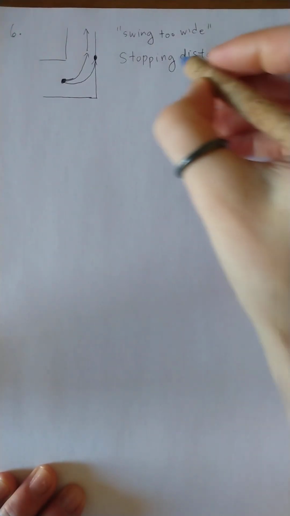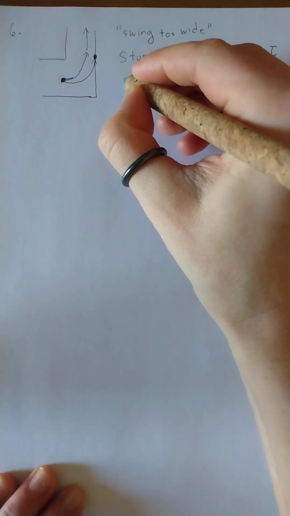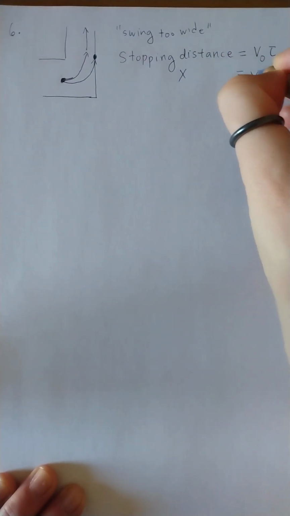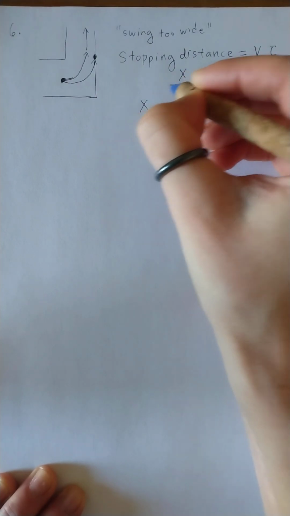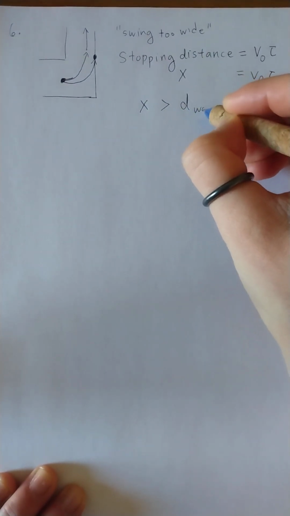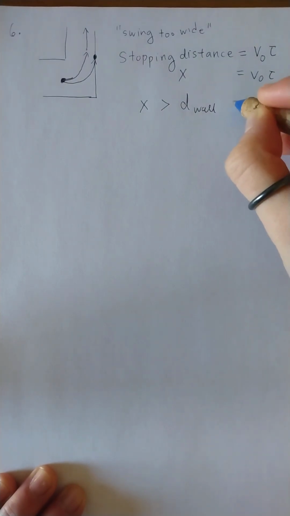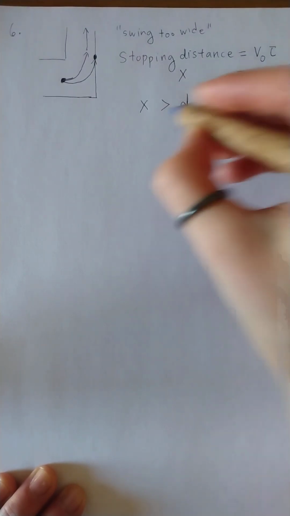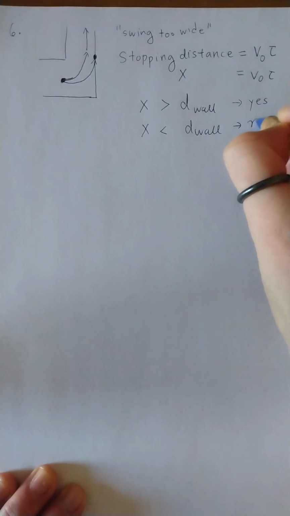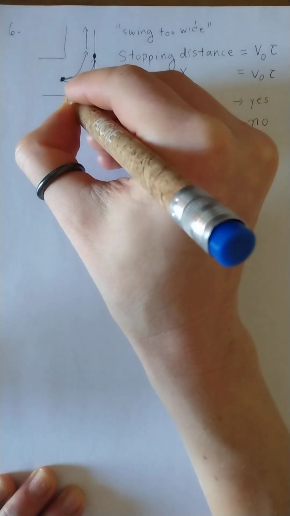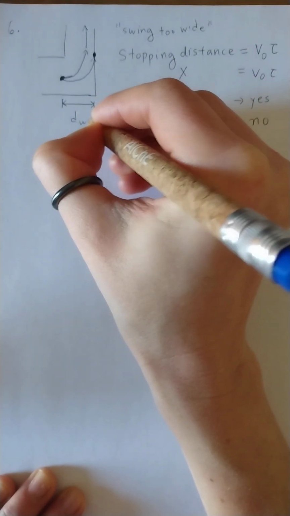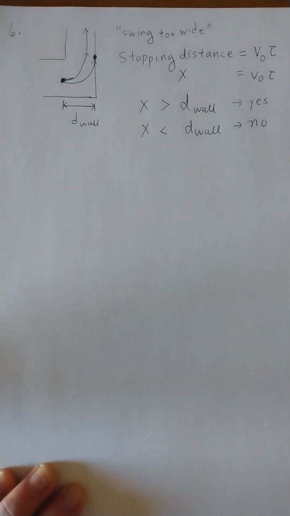And if this stopping distance, we'll call it x for now, is greater than the distance to the wall, then yes, the particle will hit the wall. And if its stopping distance is less than the distance to the wall, then it won't. And by distance to the wall in this case, I mean this separation here.